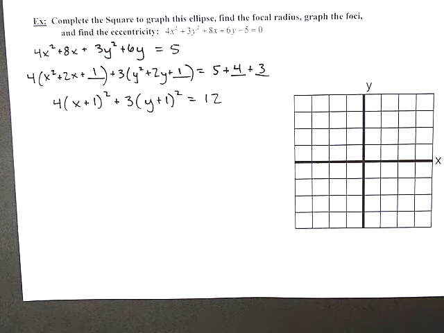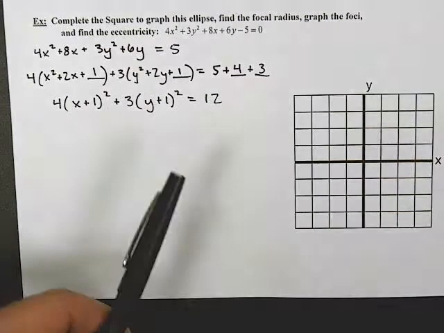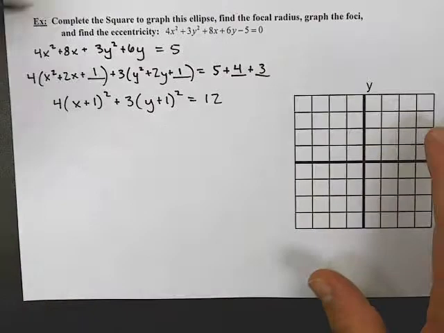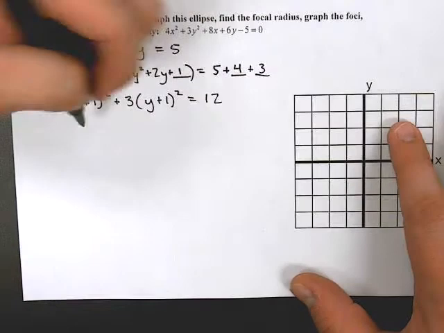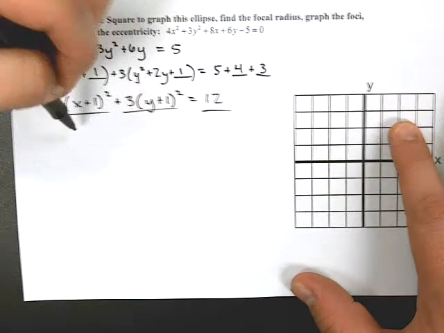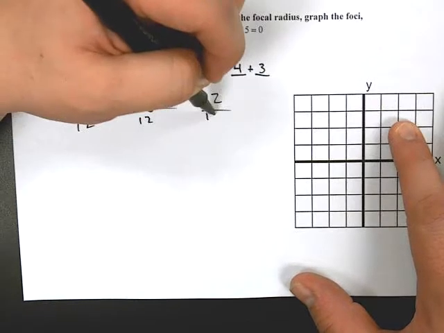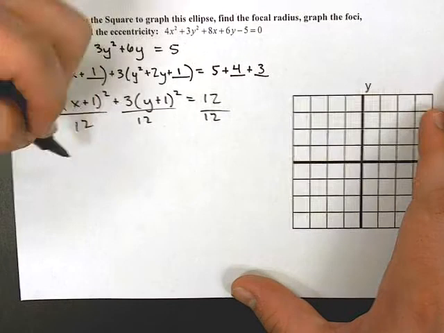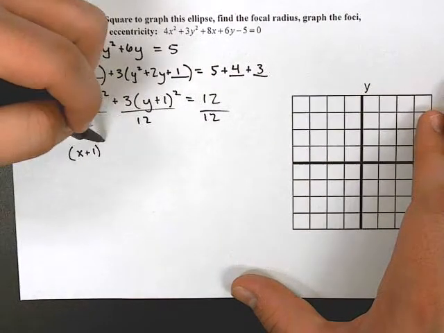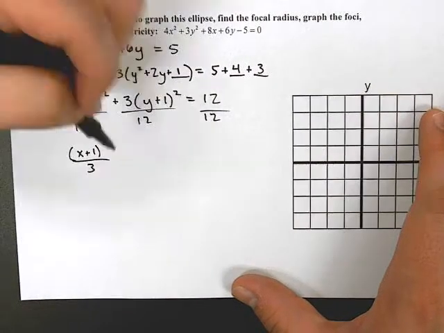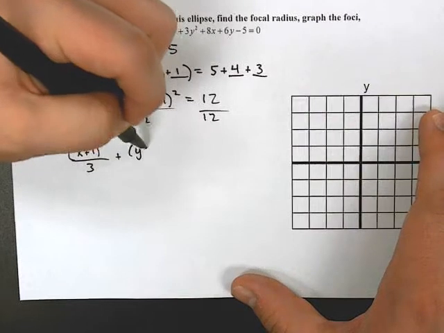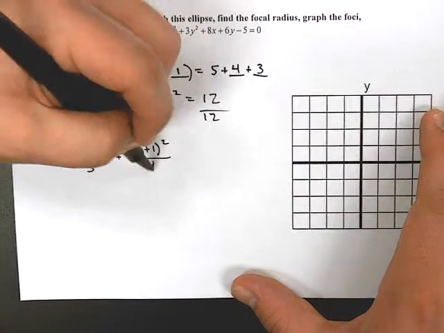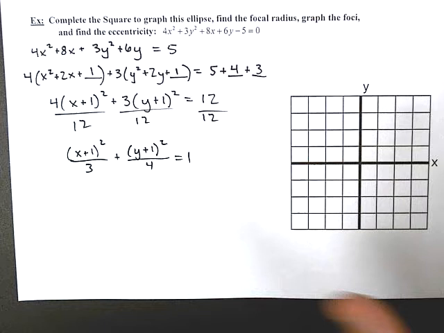Now, if you remember correctly, our ellipse equation or formula should always be equal to 1. So we're going to go ahead and divide everything by 12. All right, when we do that, this actually cleans up pretty nicely. We now have (x plus 1) squared over 3 plus (y plus 1) squared over 4, and that's equal to 1. So now we're good to go. And now we can do some things.